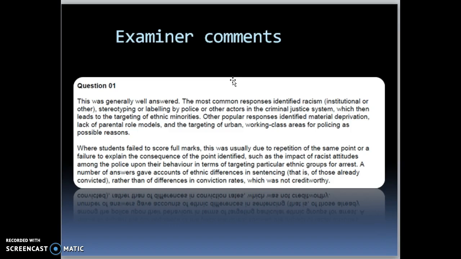So as you can see, students were able to identify a good range of reasons. It was generally well answered, this question, and this is the bit that I'm really interested in, is why students failed to score marks, and where they did fail to gain the marks was when they repeated points and failed to link to the second part of the question effectively, which was the conviction rate. Okay, so looking for those hooks in the question is really, really useful for you in order to maximise your marks.